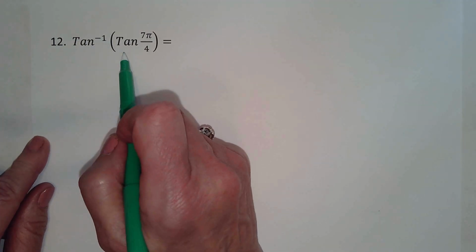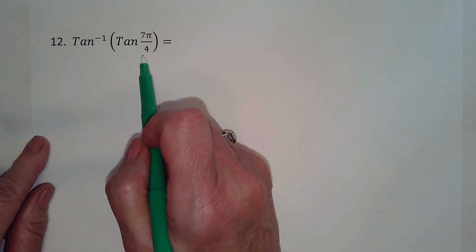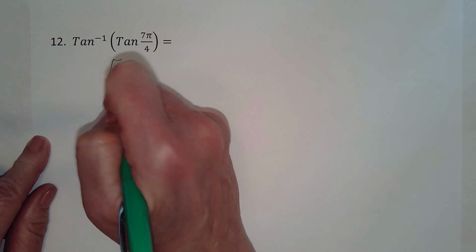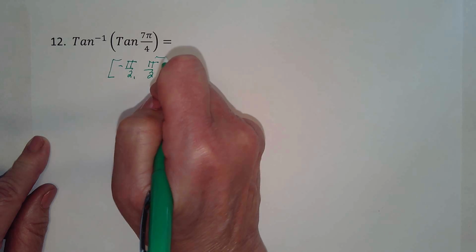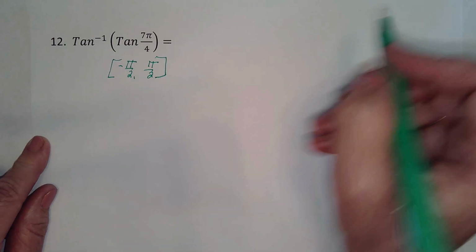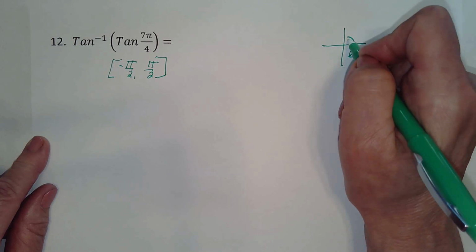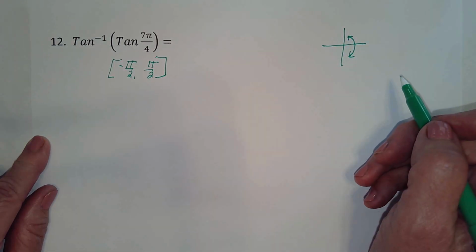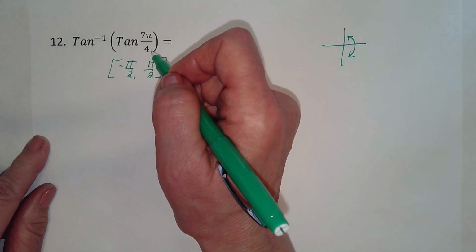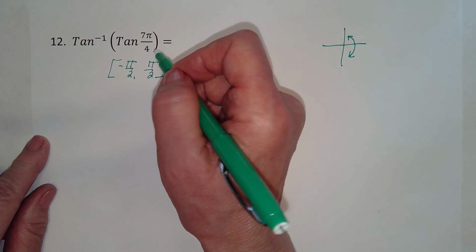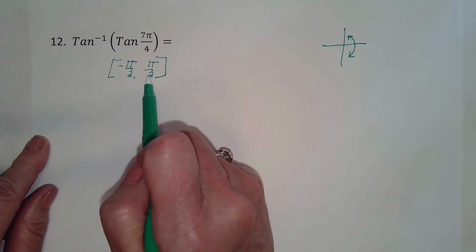Tan inverse of tan of 7 pi over 4. For the angle to be inside the domain, it must fall between negative pi over 2 and pi over 2. This is in the first and the fourth quadrants. If the angle is outside the domain, rewrite it with an angle in the domain that has an equivalent value. We can see that 7 pi over 4 does not fall within this restriction.